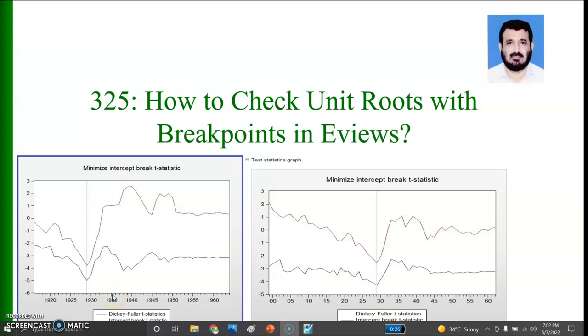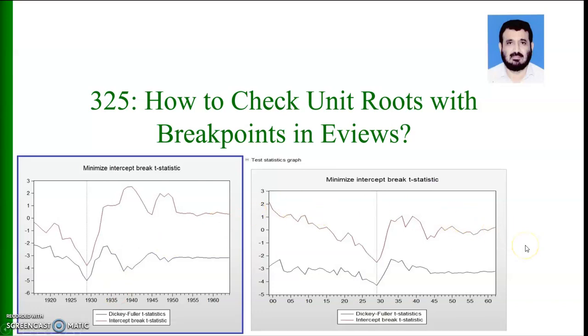Good evening and welcome. This is video number 325, and in this video I am going to show how to check unit roots with breakpoints using Eviews software.